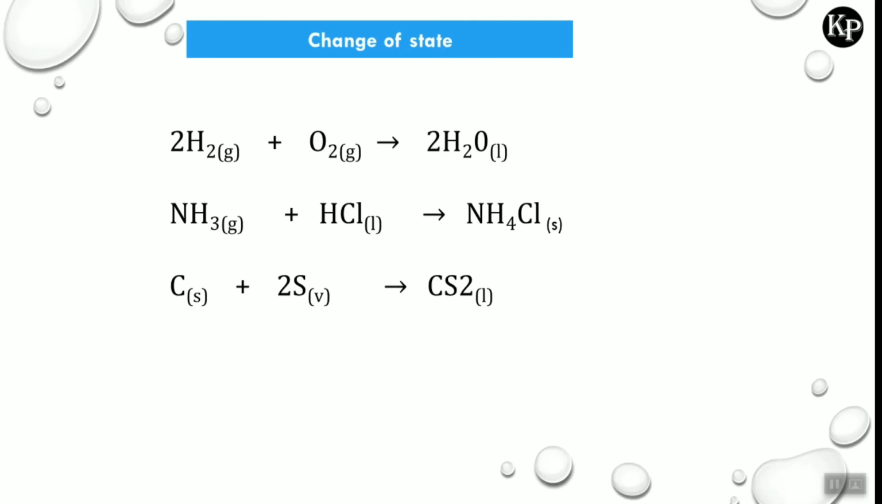Now next, change of state. Here the state is changed. You know the different states of matter: gaseous state, solid state and liquid state. So here you can see H2 is a gas state. When H2 gas and oxygen gas combine together, the formation of H2O, so the liquid state is formed. So the state is changed, the gaseous state changes to the liquid state. Here also when the gas combines, the formation of solid state, NH3 reacted with HCl, the formation of NH4Cl. In the same case, carbon plus S2 vapor state, the formation of CS2, that is a liquid state. So these are the examples of change of state.